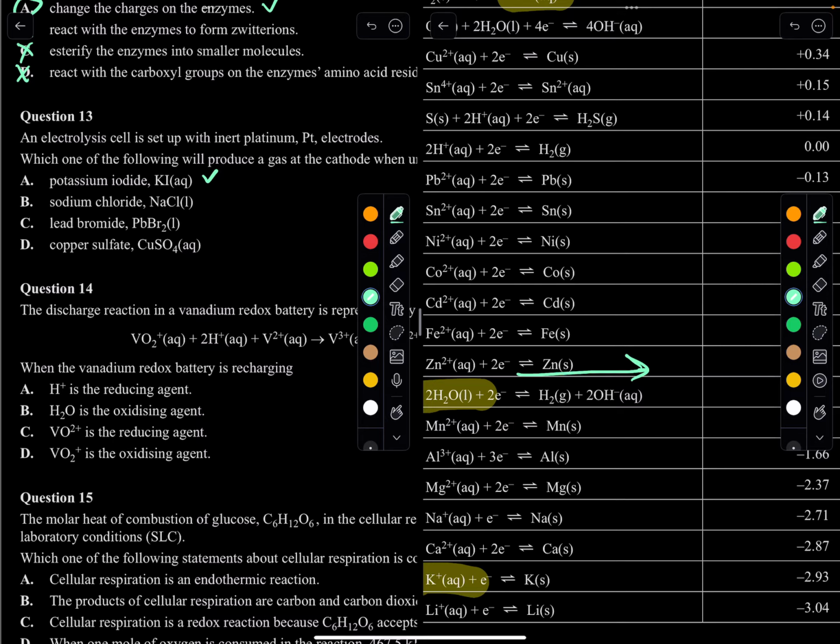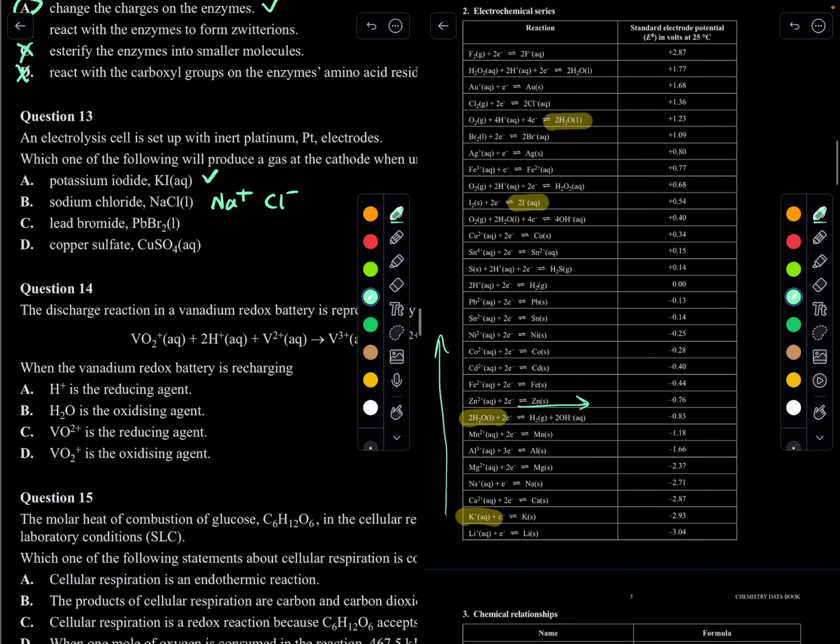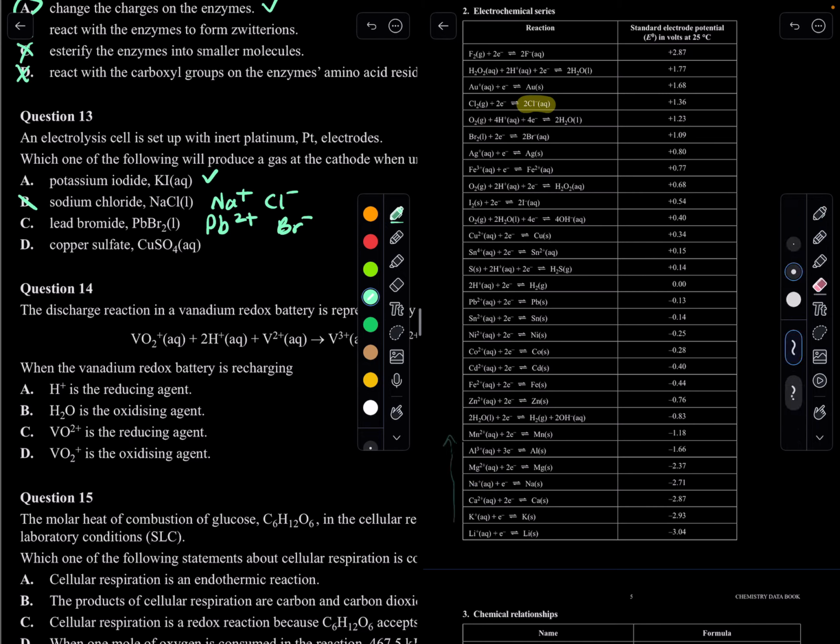Let's check the other one. Sodium chloride in its liquid state. That just gives sodium and chlorine. Let's check if that works. Sodium is here and chlorine is here. The strongest reduction is on the left and the highest, and yes, it's this one here, but it will form solid sodium, which is quite useless because we're not forming a gas. Wrong. Lead bromide. Lead in this case would be Pb2 plus, and bromide ions, in liquid state. Let's check this one.